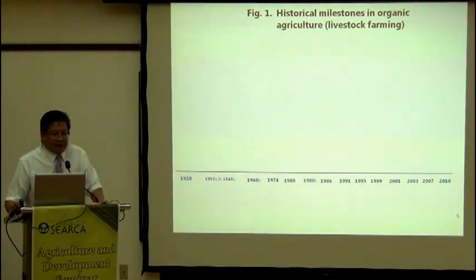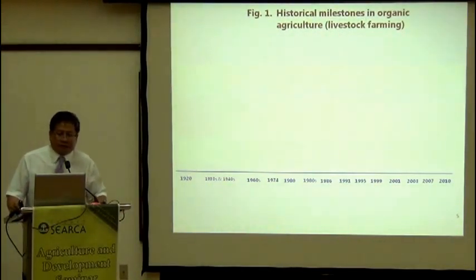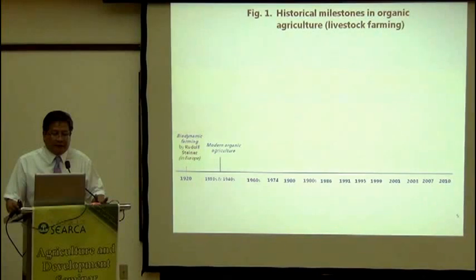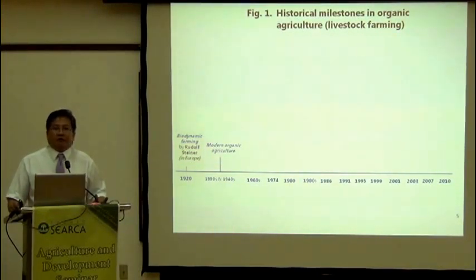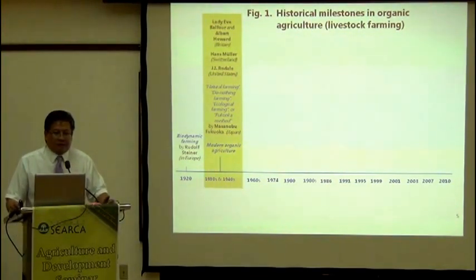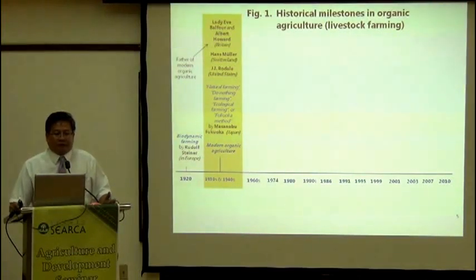I'd like to show you this timeline wherein organic agriculture can be traced to the works of Rudolf Steiner when he first presented a course in Europe sometime in 1924, and the term that was used was biodynamic farming. Although modern organic agriculture actually came into being in the 1930s and 1940s, and you could check in the literature some of the famous names such as Lady E. Balfour and Albert Howard from Britain. In fact, in the literature, Sir Albert Howard is considered the father of modern organic agriculture.